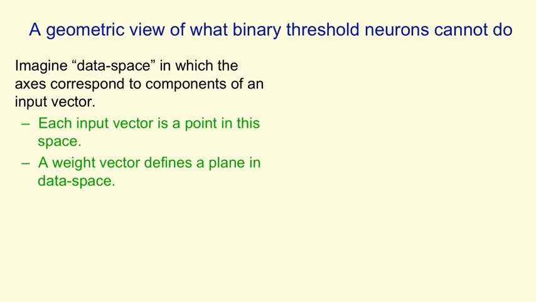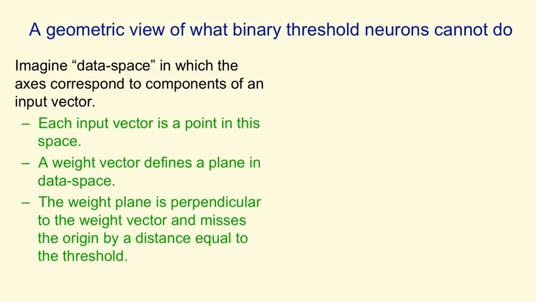In weight space, we made each point be a weight vector, and we used a plane to define an input case. Of course, that plane was defined by an input vector. Now we're going to make each point be an input vector, and we're going to use a weight vector to define a plane in the data space. The plane defined by the weight vector is going to be perpendicular to the weight vector, and it's going to miss the origin by a distance equal to the threshold.